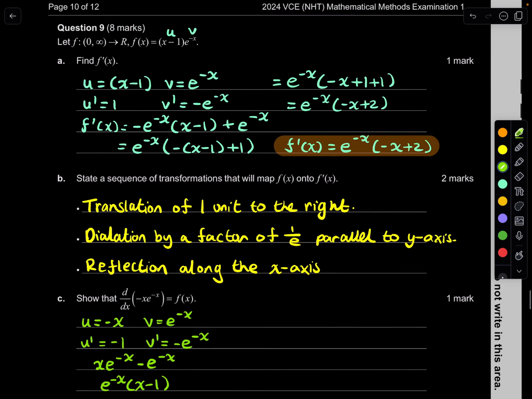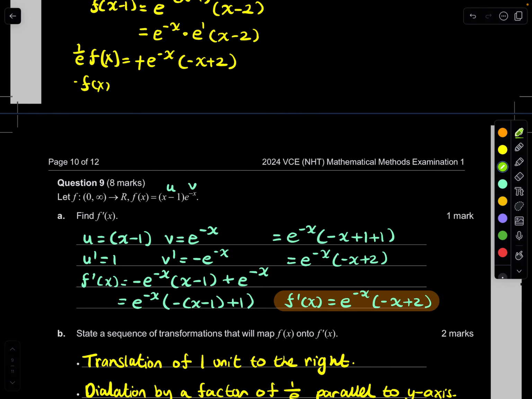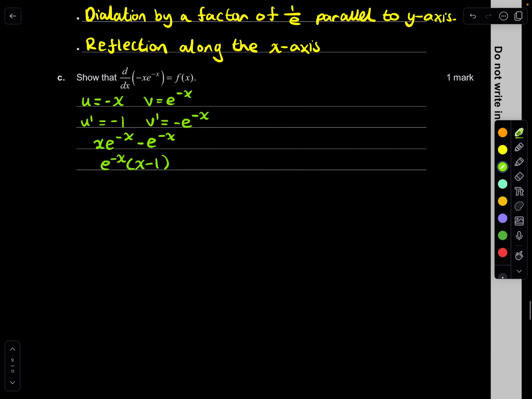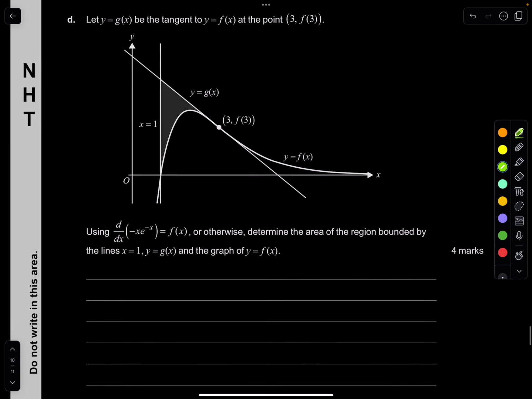Does that look like f of x? What was f of x? Oh, not that one. f of x is e to the negative x, x minus 1. Yep, same thing, just put that there. There it is. So, which is equal to your f of x. Beautiful. Nice. So 1 mark. That looks good. I think D is the last part. Yes, it is. So D is the last part.